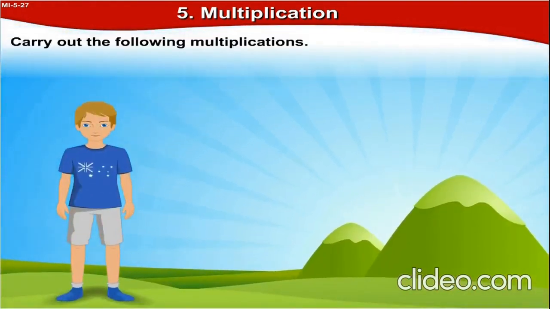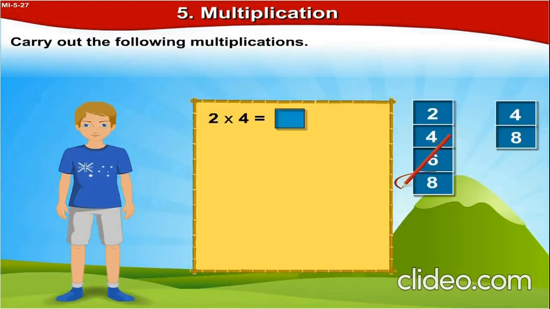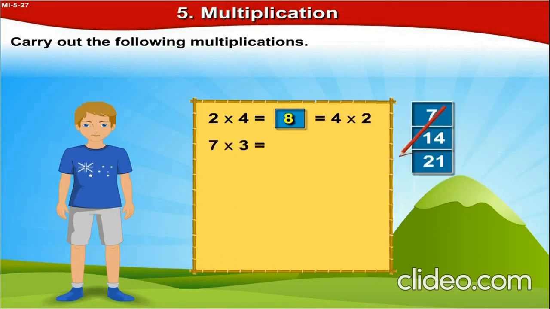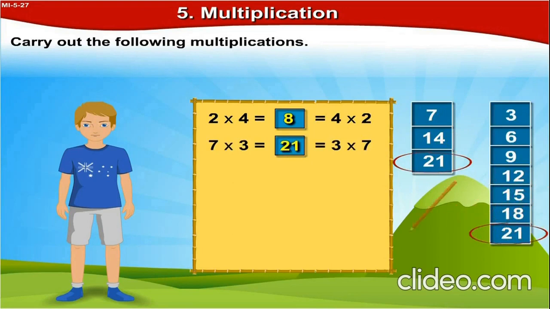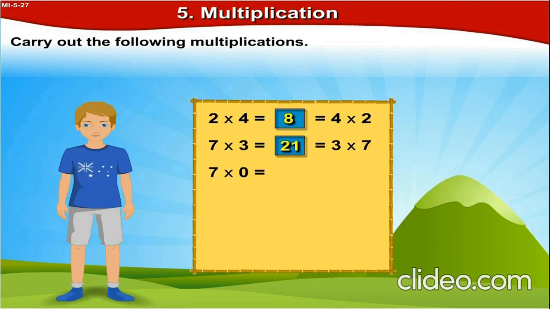Carry out the following multiplications. 2 multiplied by 4 is equal to 8. 8 is equal to 4 multiplied by 2. 7 multiplied by 3 is equal to 21. 21 is equal to 3 multiplied by 7. 7 multiplied by 0 is equal to 0. And 0 is equal to 0 multiplied by 7.